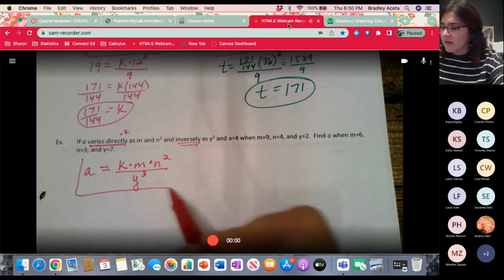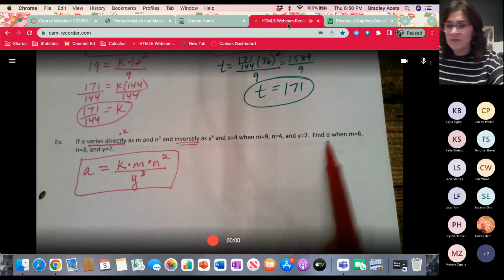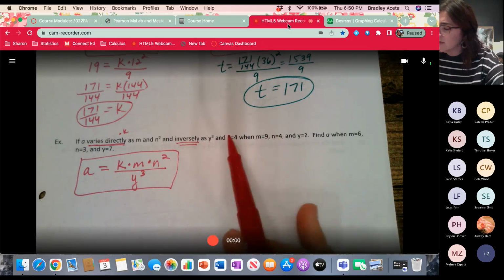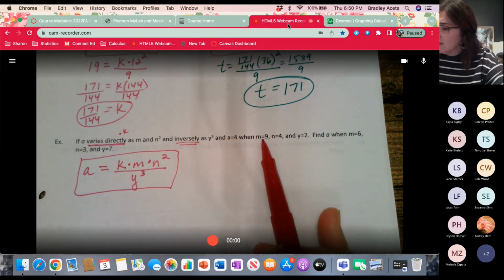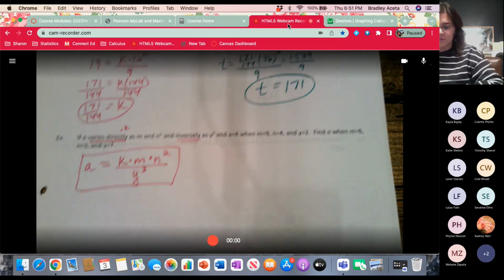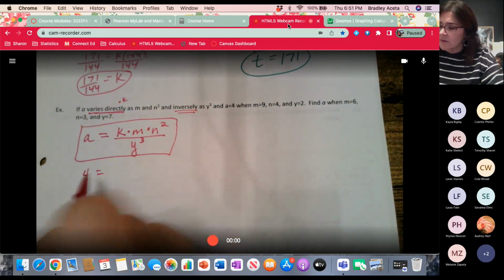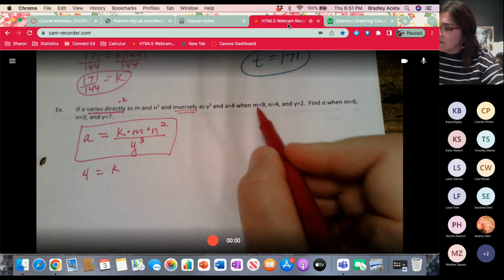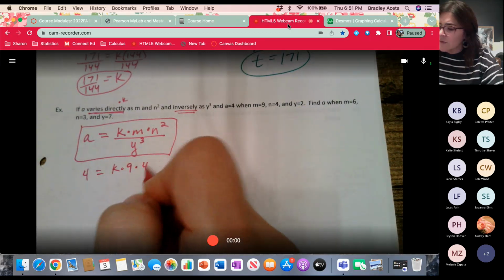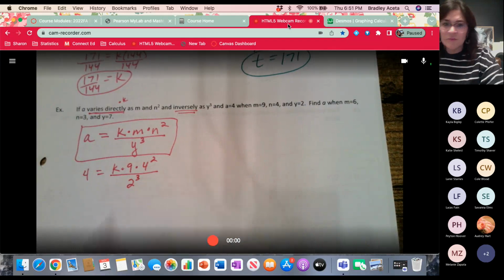So there's my formula. And I'm going to find k with the first piece of information they usually give you. So let's see what's the first piece of information they give us. A is 4, m is 9, n is 4, y is 2. Okay, let's find k. Plug all those in. A is 4, k I don't know, m is 9, n is 4 squared, and y is 2, so 2 cubed.